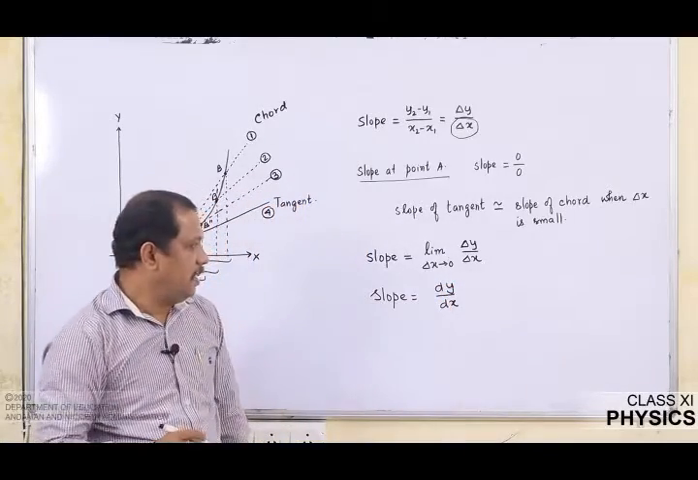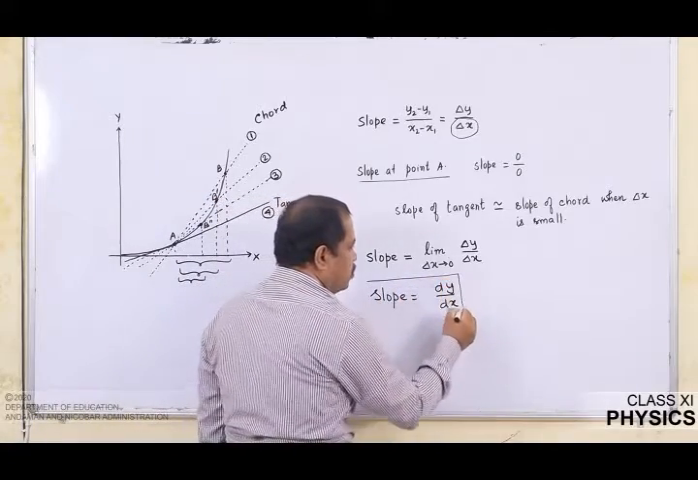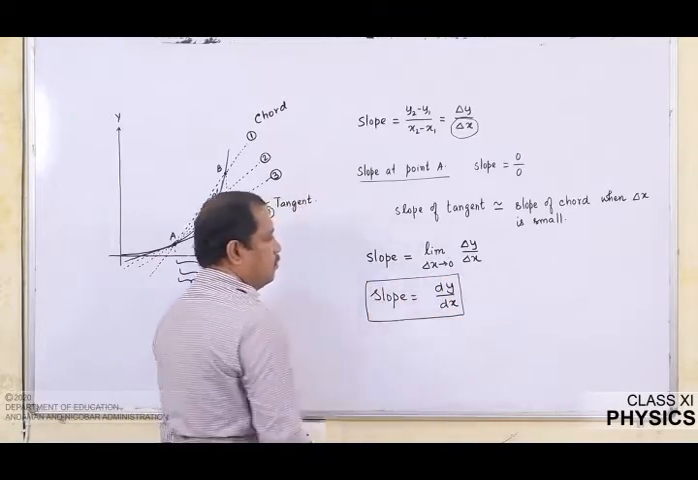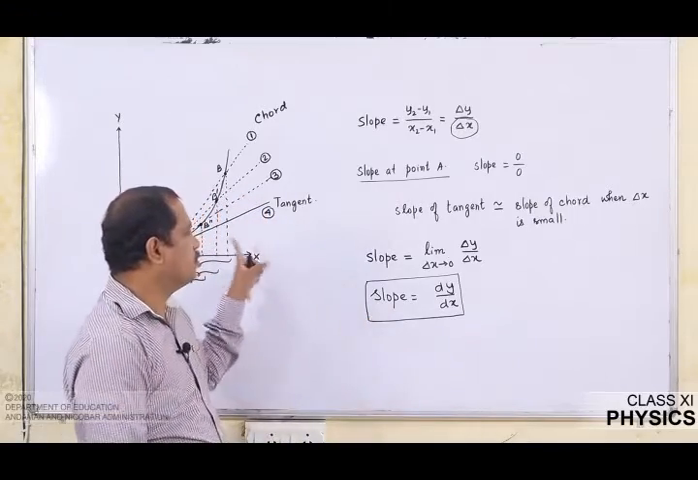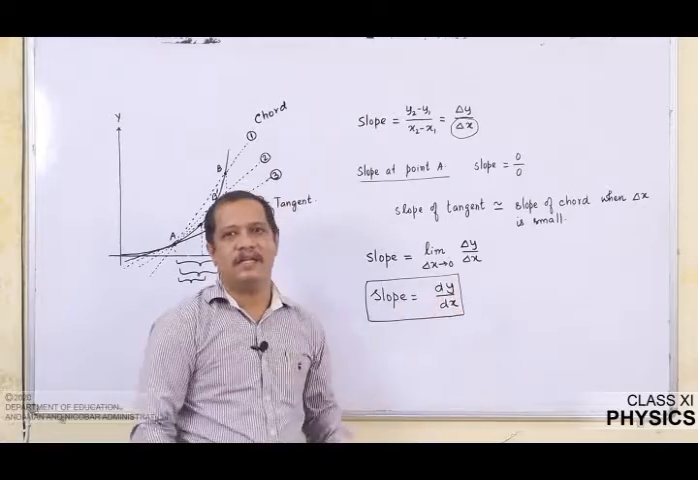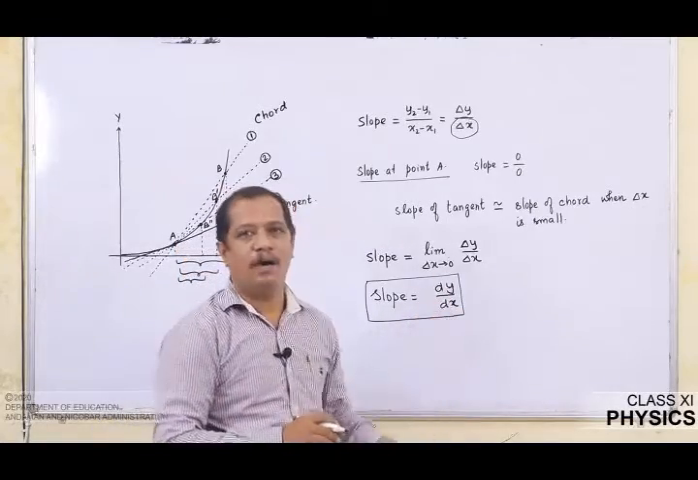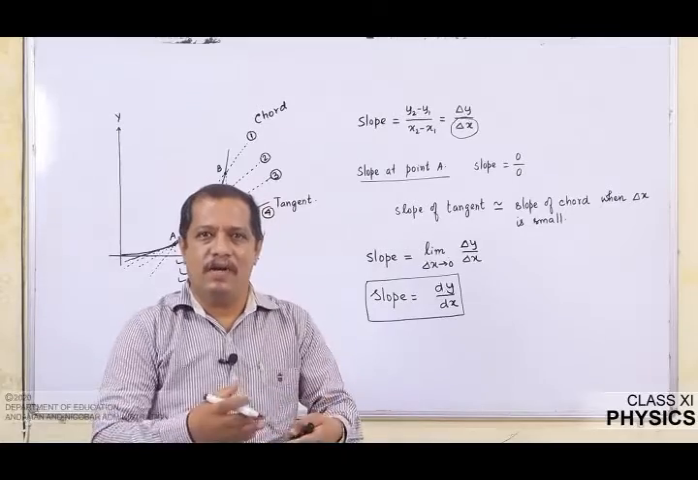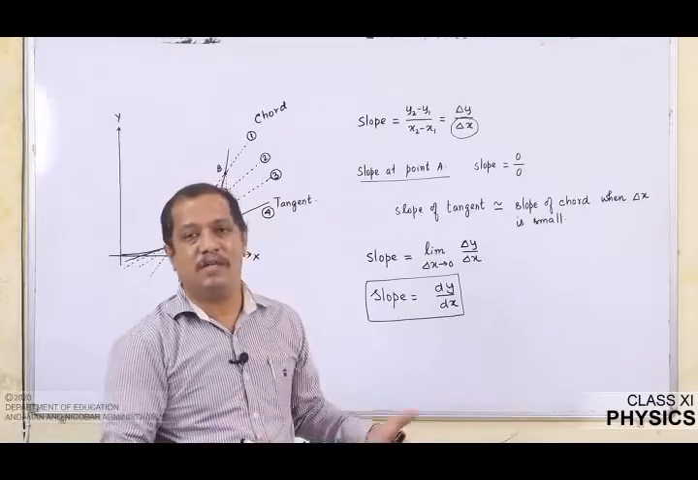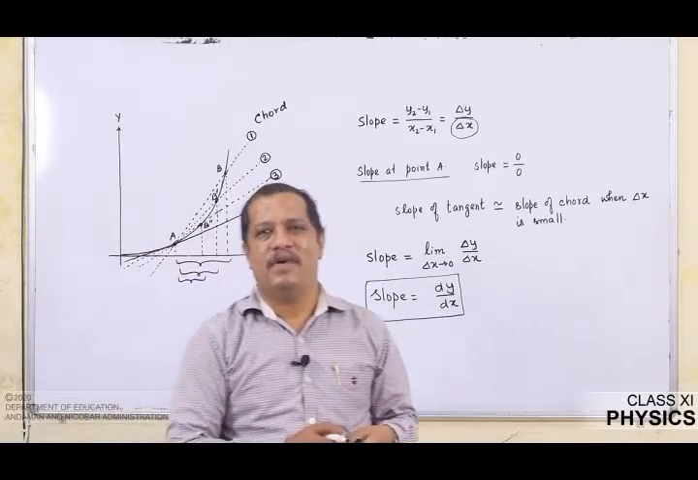Dear students, in the next class, the concept that we have developed today for calculating the slope on a smooth curve at any point, we have given the symbol dy by dx. We shall explore more what the meaning is and how we do calculations in mathematics using this concept in the next class. Till then, thank you very much.